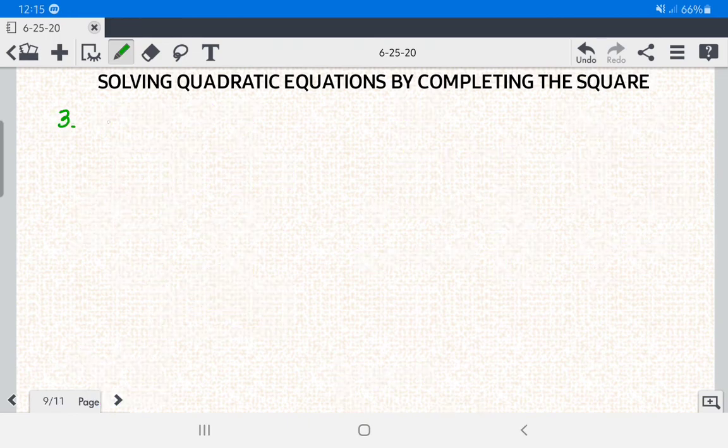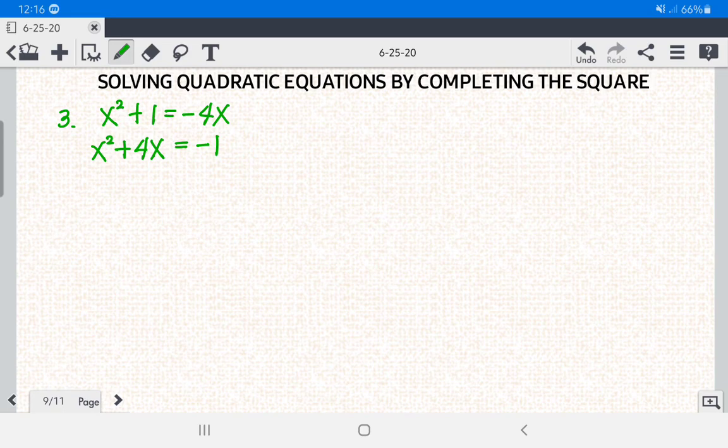Number 3, we have x squared plus 1 equals negative 4x. So isolating the terms with x variable, so we have x squared, then you transpose negative 4x to the left side, from negative make it positive 4x. Then equals, you transpose again 1 to the right side of the equation, from positive 1 make it negative 1. Or you just make use of the addition and subtraction property of equality.